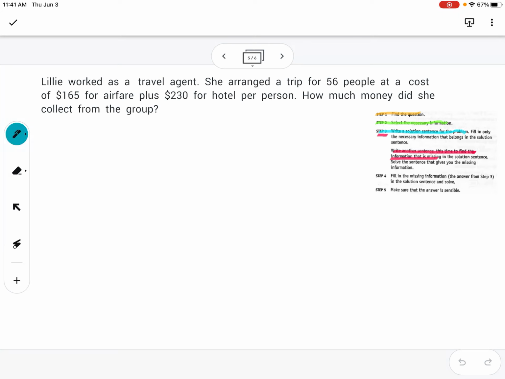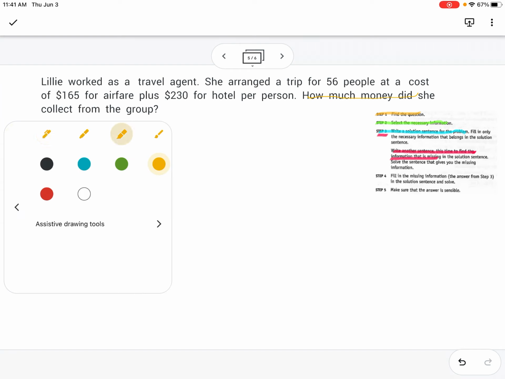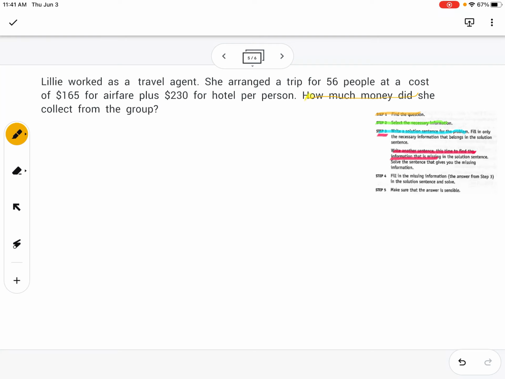Let's follow through the steps with our highlighting again. Step 1, find what the question is asking you to find. So Lily worked as a travel agent. She arranged a trip for 56 people at a cost of $165 for airfare plus $230 for hotel per person. How much money did she collect from the group? So what is the question asking me to find? Here it is here. It's asking me to find how much money did she collect from the group? So again, I'm looking for a money answer.